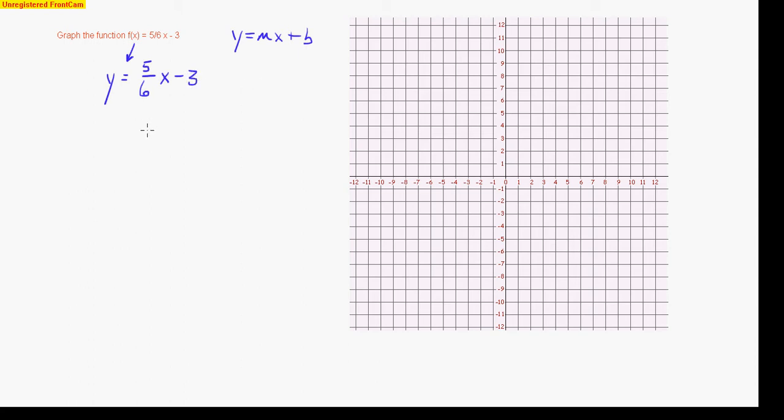Alright, and what we did before is we found our slope. Well, m is my slope. Okay, so m is 5/6. That means rise over run. I'm going to go up 5 over 6.